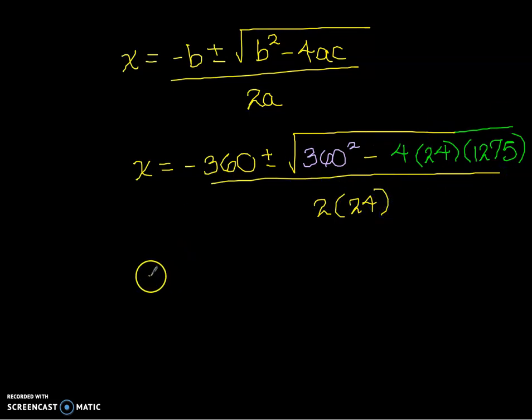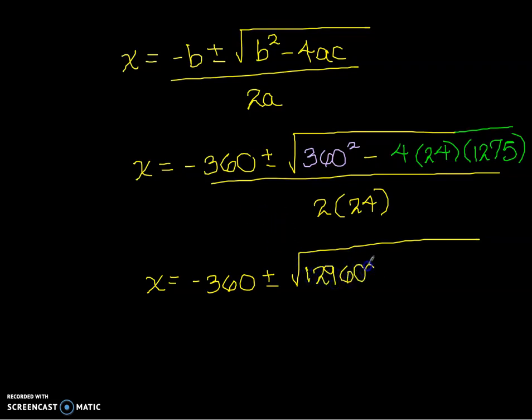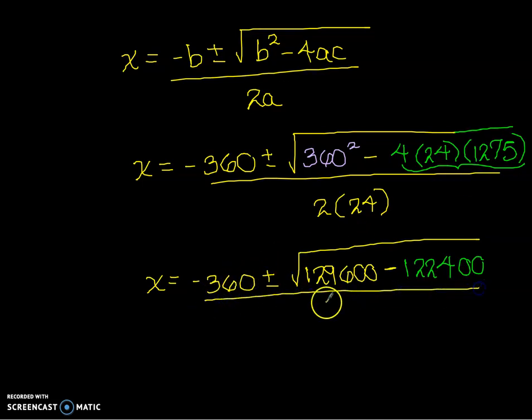Now, when applying the quadratic formula, focus on what's inside of the square root first if you plan to use this method other than factoring. So if I square 360, that'll give me 129,600. Bring down the minus. I always bring down the minus and then multiply the product of 4ac. So 4 times 24 times 1275, that would give me 122,400. And I have a denominator of 48. So I'm still just going to focus on what's inside of the square root.